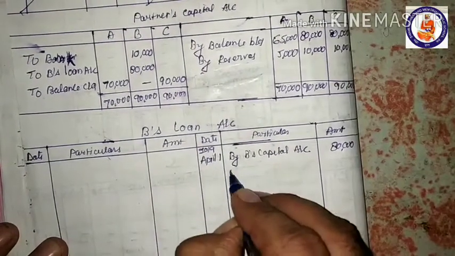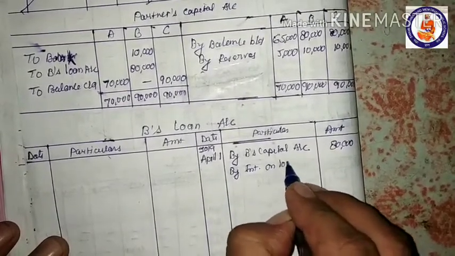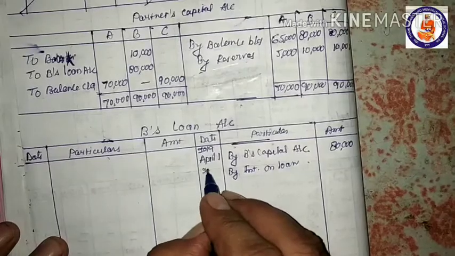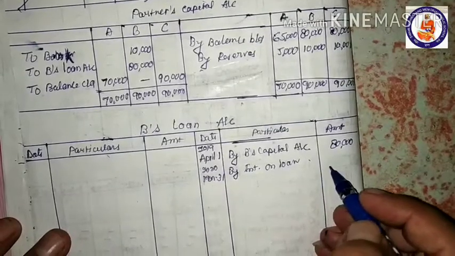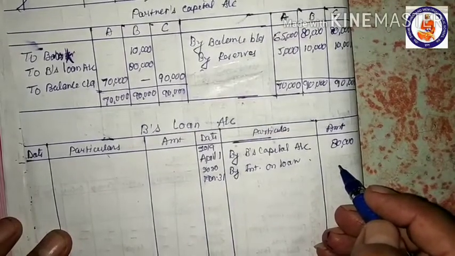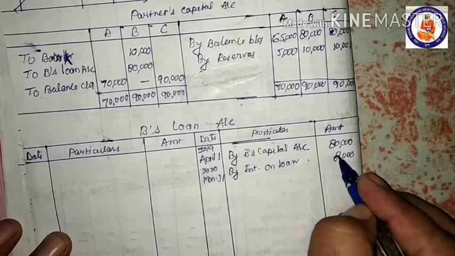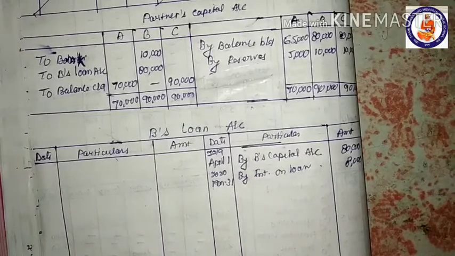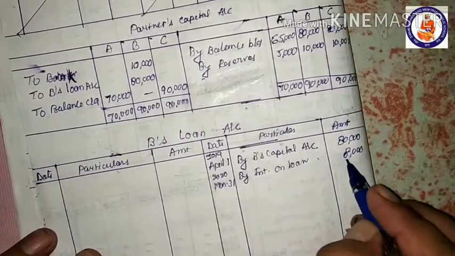So by interest on loan account, on 31st March 2020, if this loan is given to him, how much is the loan? At 10%, the interest on the total amount is 8,000. So this will be 88,000 total. Now 88,000 is to be paid.